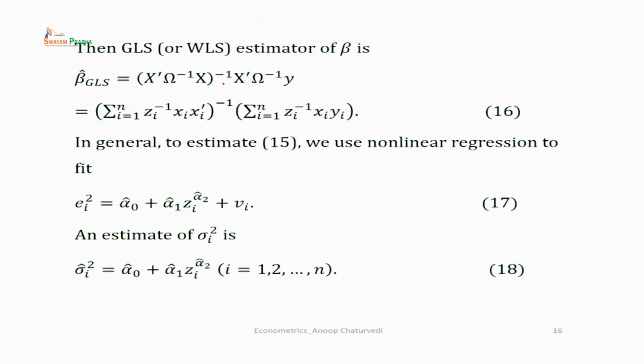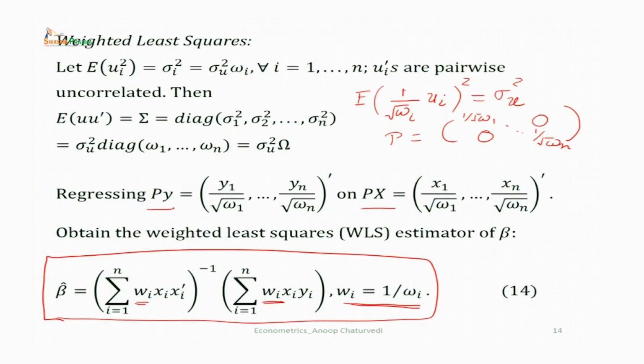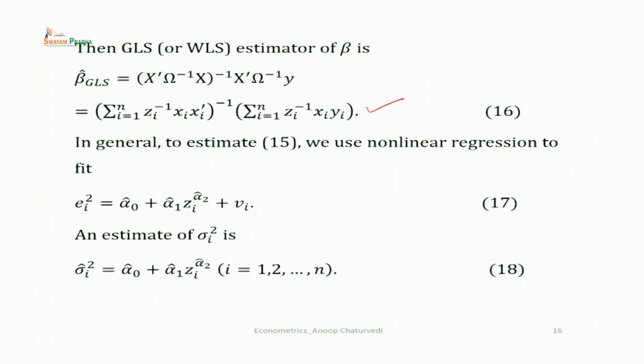So, you can obtain the GLS or weighted least squares estimator of beta as beta hat GLS equal to X transpose omega inverse X, inverse, times X transpose omega inverse y, equal to the inverse of summation i equal to 1 to n of z_i inverse x_i x_i transpose, times summation i equal to 1 to n of z_i inverse x_i y_i. So, this is your GLS or weighted least squares estimator of beta. So, basically in this case, if you compare it with this expression, then we have taken omega_i equal to z_i.